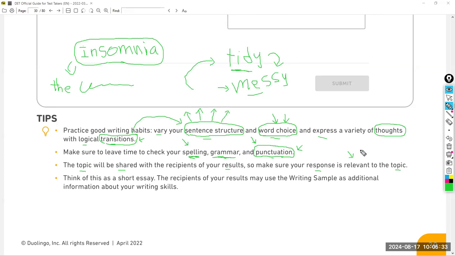You have to stick with the idea, and you have to answer the question without writing irrelevant information and information that is not connected to the topic. This is really important. So think of this as a short essay. When I say a short essay, guys, let me tell you something: think of this as a short essay.